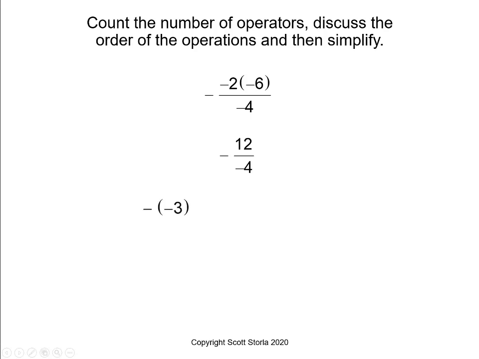And again, there's 2 ways you can process this. The opposite of -3 is 3, or if you want to see this as a factor of -1 times -3, that will also give you 3.